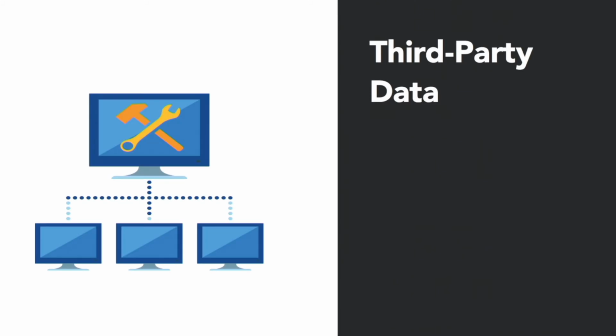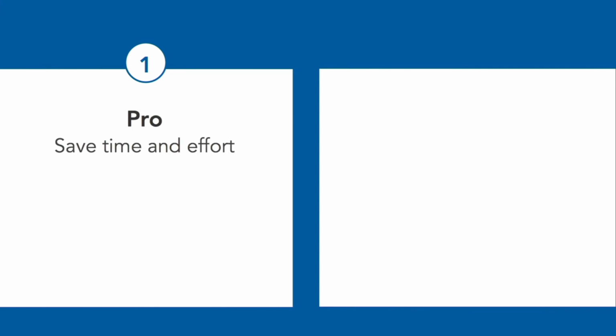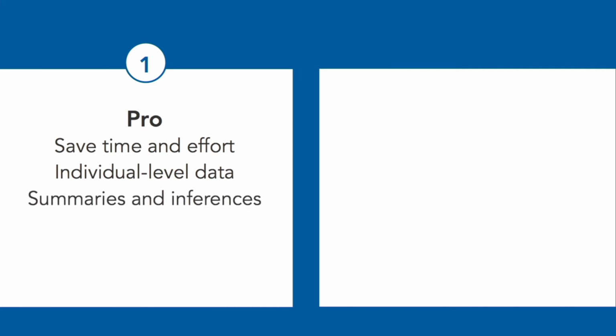Finally, there's third-party data, or what we call data as a service. These people are also called data brokers, and you can get a huge amount of data on a large range of topics. Also, many of these data brokers will also process the data to make certain kinds of inferences for you, which can save you a lot of time. So, the pros of third-party data is that they can save you a lot of time and effort. They often give you individual level data. And you can get summaries and inferences.